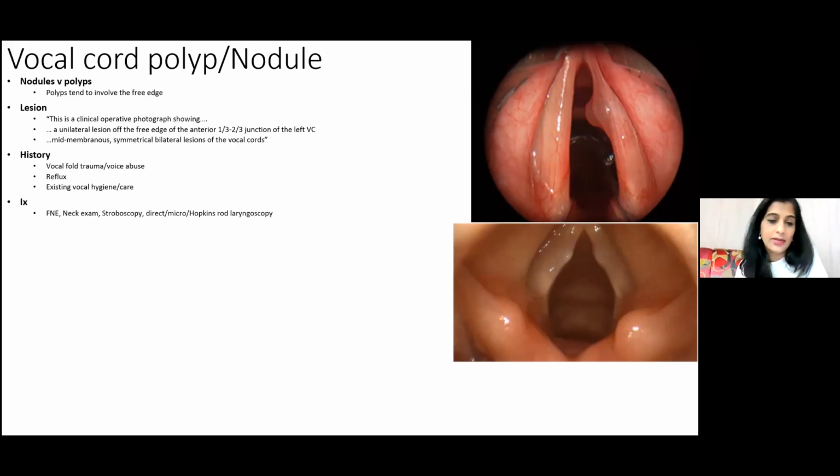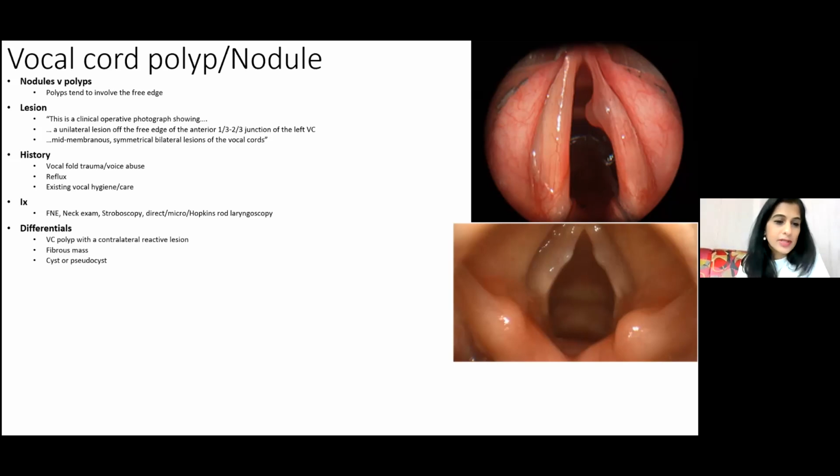Investigations, as with any of the other laryngeal pathologies, are a nasal endoscopy and neck exam. And particularly for vocal cord nodules, I would say you want to do stroboscopy, because it gives you an idea of the degree of vocal cord trauma in terms of how voice is being formed by this particular patient. But then ultimately, it's going to go to direct or microlaryngoscopy.